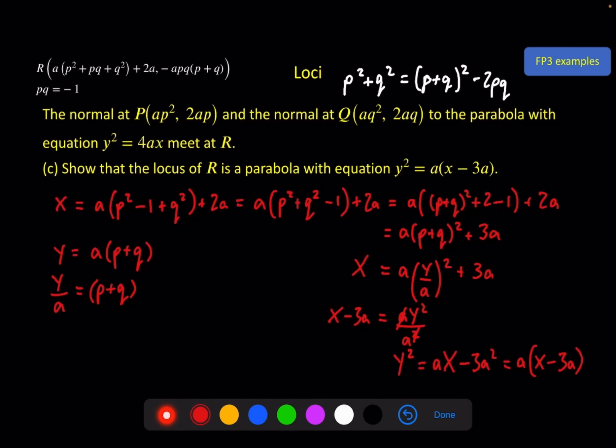And at the very last step, I'll turn this into little y and x to match exactly what they've given me in the question. So we've shown that the locus of R is indeed that equation.